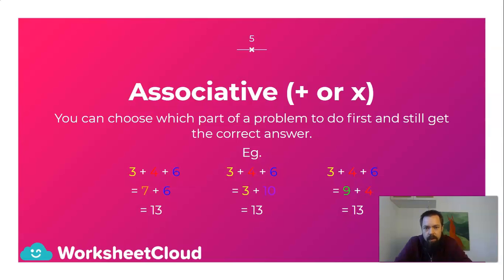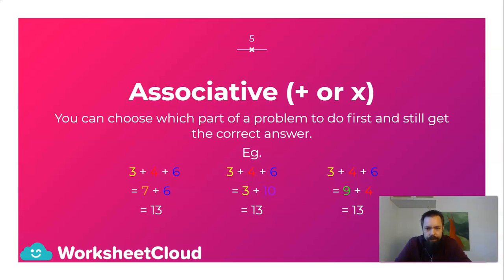And this rule says that you can choose which part of the problem to do first and you'll still get the right answer. So I tried to use different colors to make this work. So let me go through it and you'll see. In the one on the left-hand side, I did 3 plus 4 plus 6, and I did the 3 plus 4 first. So yellow and red become orange. So 3 plus 4 is 7, and I left the 6 alone. So then if we get 7 plus 6, we get 13.